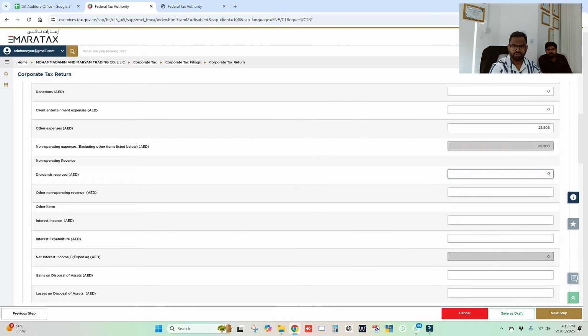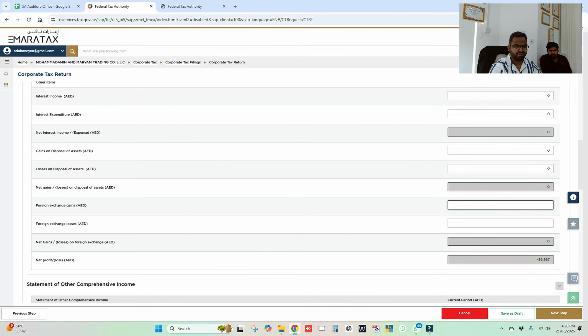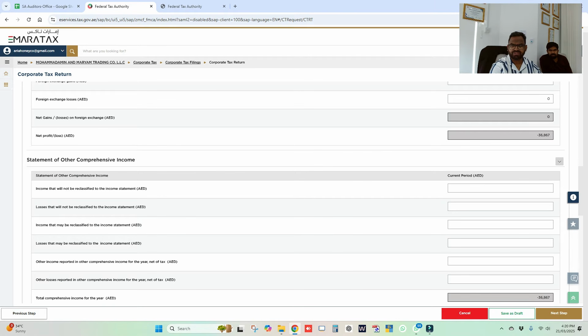Dividend received? No. Other non-operating revenue? No. Interest income? No. Interest expenditure? No. Gain on disposal of assets, any fixed asset we sold? No. Loss on disposal of fixed assets? No. Foreign exchange gain or loss? No. 36,000 is our loss.